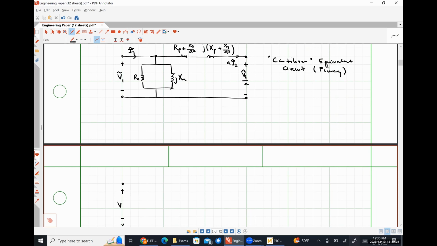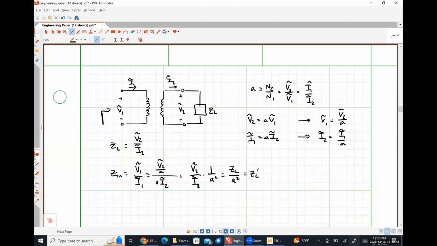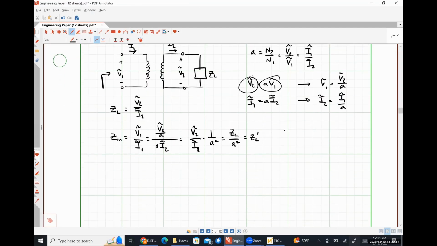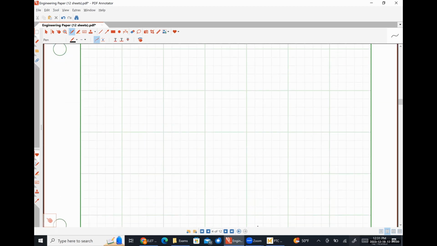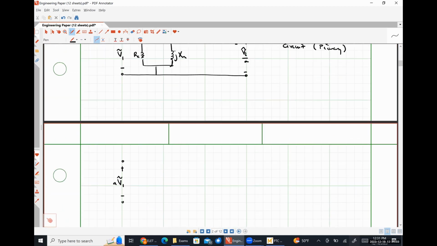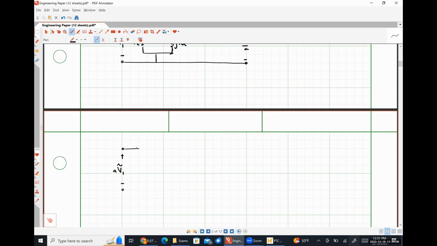So here is our voltage V1 referred to the secondary side. So just to be clear where that's coming from. The voltage on our secondary would just be A times V1. So I'm simply moving that over. This current is going to be I1 divided by A.